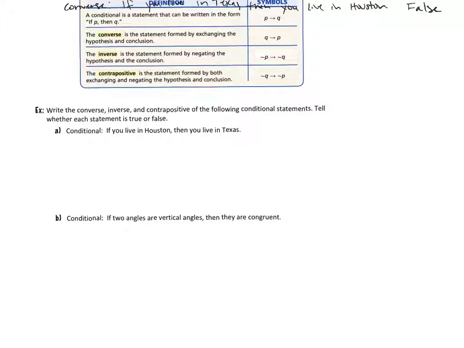Okay, now the inverse, I leave the order the same, but I make them the opposite. So if you do not live in Houston, then you do not live in Texas. Well, this one is also false. Because, again, if you lived in Austin, you don't live in Houston, but you do still live in Texas.